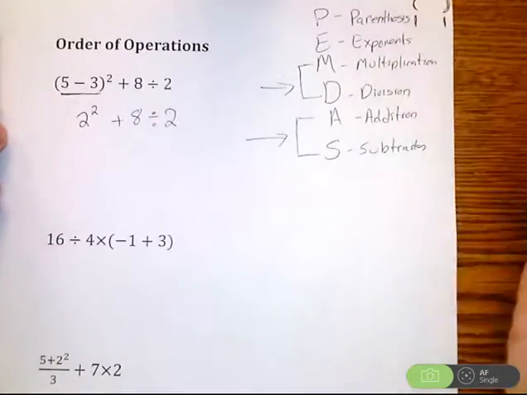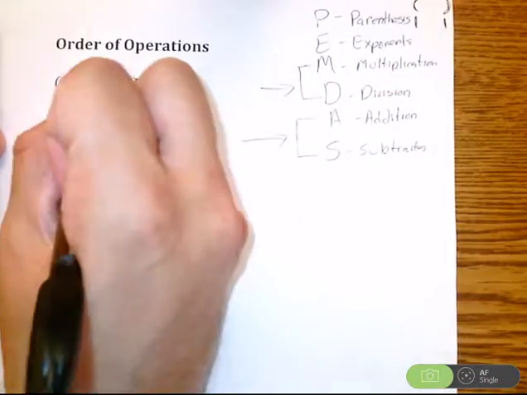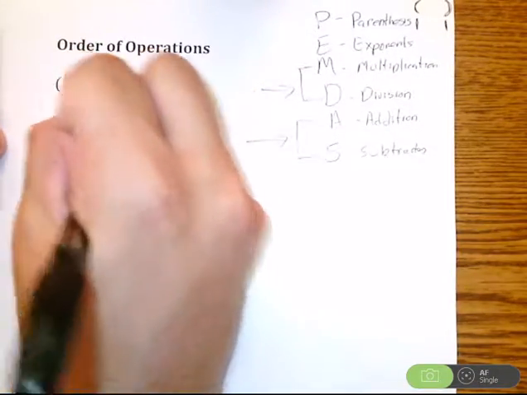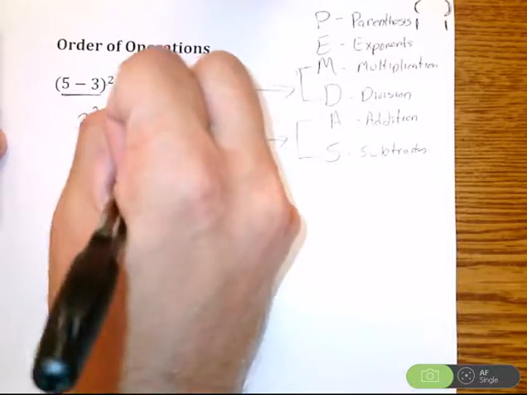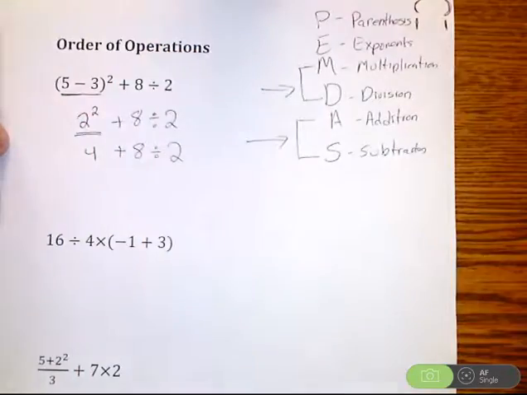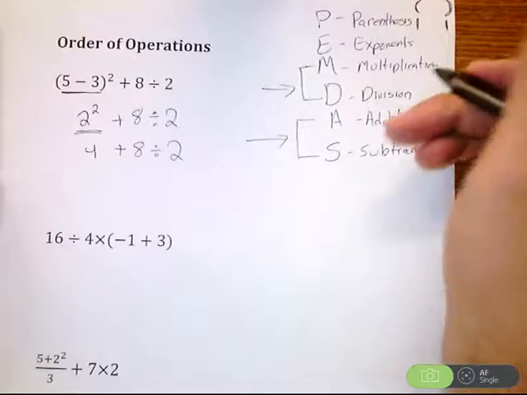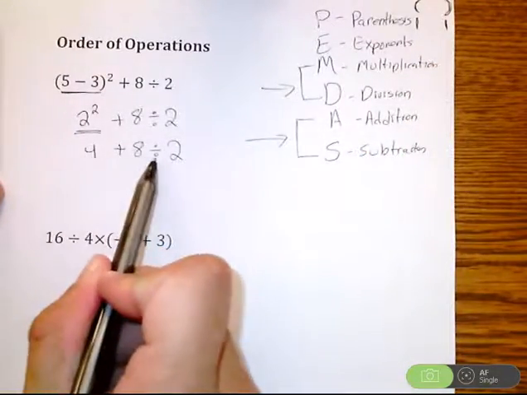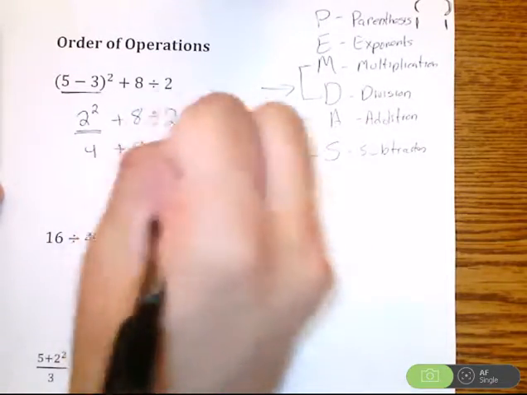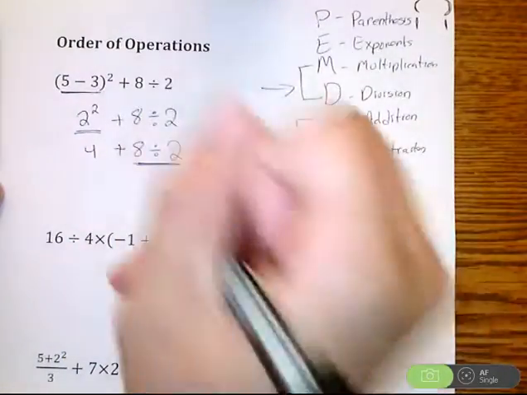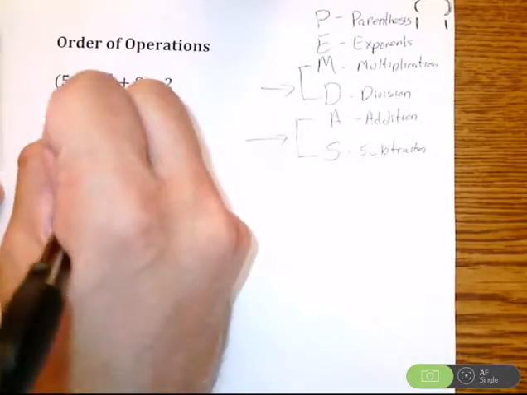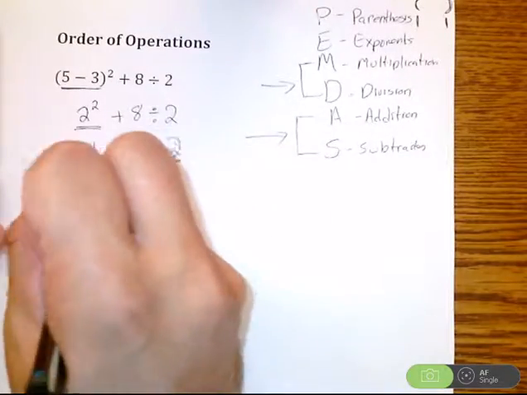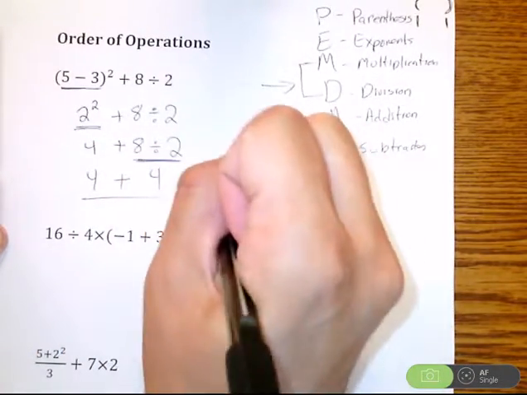Now we go back. I've taken care of parentheses. Next will be exponents. Well, we have exponents, so let's take care of that. 2 squared is 4. Still have a plus, still have an 8, still have a divide, still have a 2. Then let's do another line, multiplication and division from left to right. We have division right here. 8 divided by 2 is 4. Didn't touch this 4, didn't touch the plus. Then finally, 4 plus 4, which is 8.